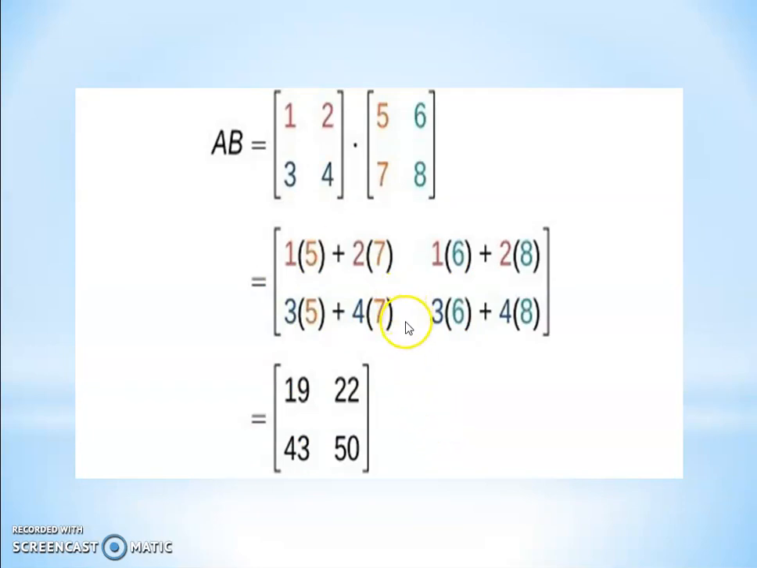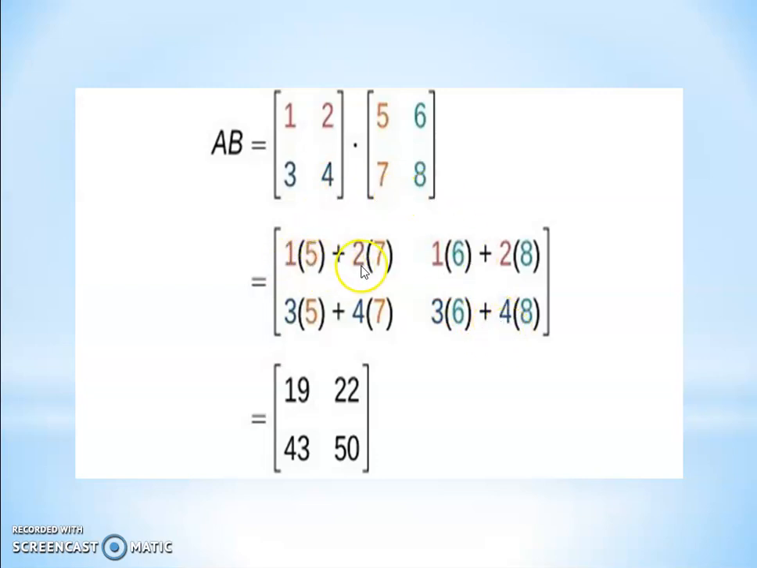One more example depending on that. A, B: 1, 2, 3, 4, and 5, 6, 7, 8. First row, first column: 1 into 5 plus 2 into 7. First row, second column: 1 into 6 plus 2 into 8. Now second row, first column: 3 into 5 plus 4 into 7. Second row, second column: 3 into 6 plus 4 into 8.